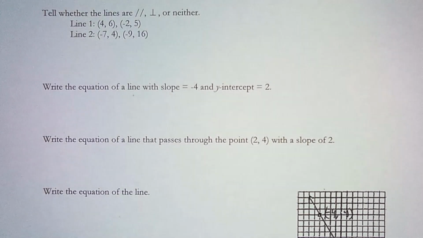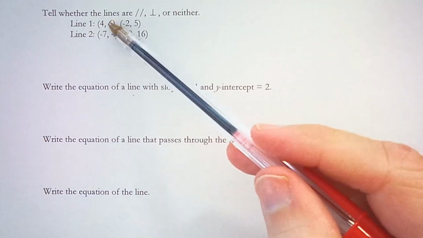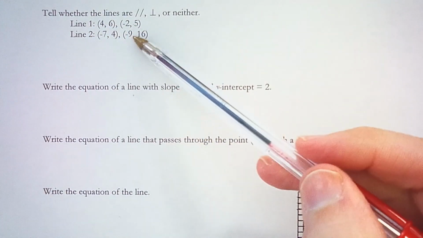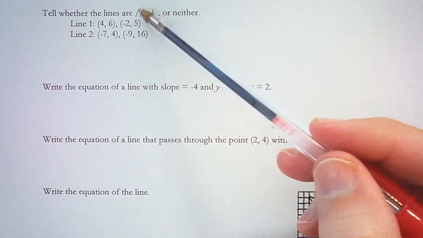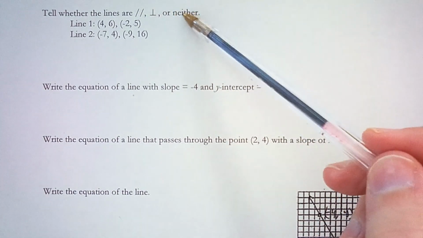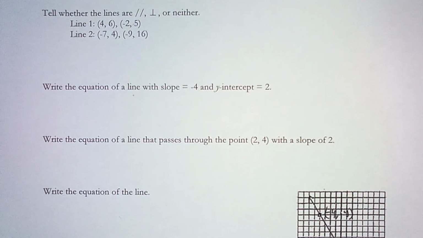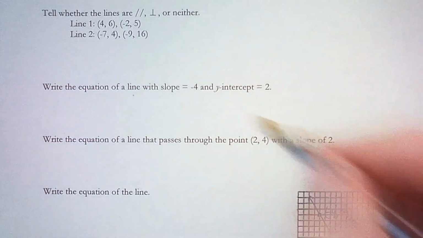Hey everybody, in today's video we are going to review parallel and perpendicular lines as well as equations of lines. So here we have two lines. One line has these 2 points, the other line has these 2 points, and we're going to decide if these are parallel, perpendicular, or neither of those, just two intersecting lines. In order to do that, we are going to find the slope of each line.